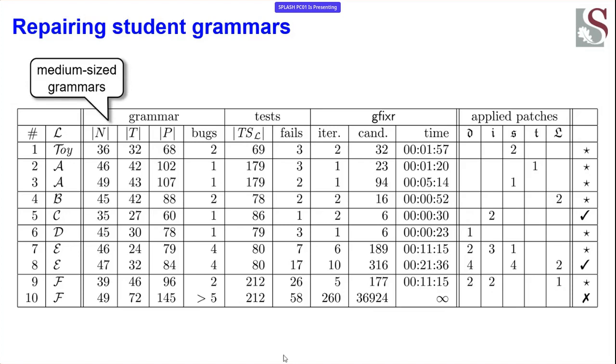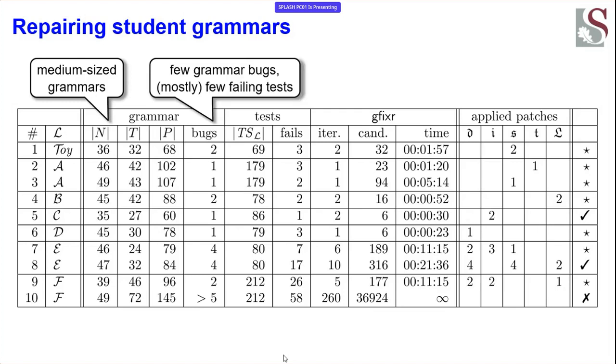These languages here are not super large. They're like medium-sized Pascal-ish languages. The number of rules is about, what do we have? 70 to 100 rules. That's the number of rules that the students have written. We have a couple of bugs in these, relatively few bugs in the grammars: 1, 2, 3. In some cases, in the last case, we don't know how many bugs were there because we're not able to repair it even manually. A few failing tests, right?